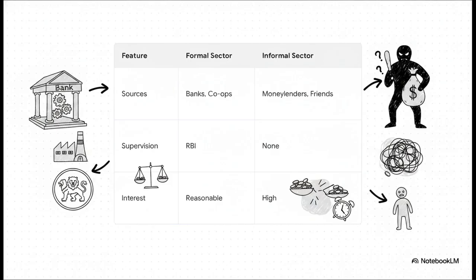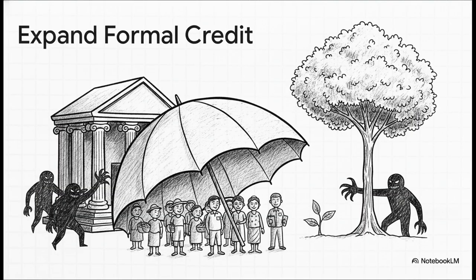The informal sector, though, moneylenders, traders, friends, they operate with zero supervision. They can charge completely exorbitant rates and use exploitative tactics, which leads directly into those painful debt traps we just talked about. Knowing this, expanding formal credit isn't just a nice idea, it's an absolute necessity for a developing country. It shields vulnerable borrowers from that exploitation.